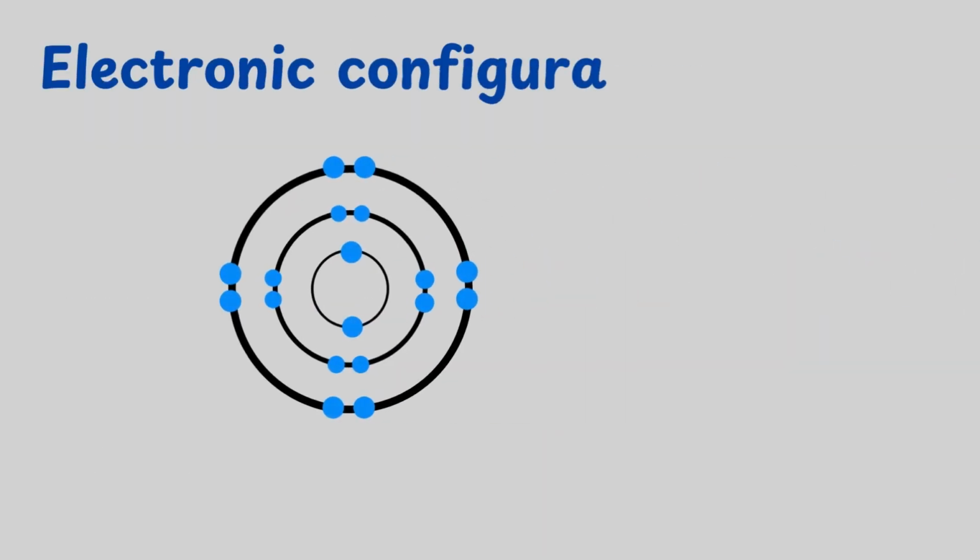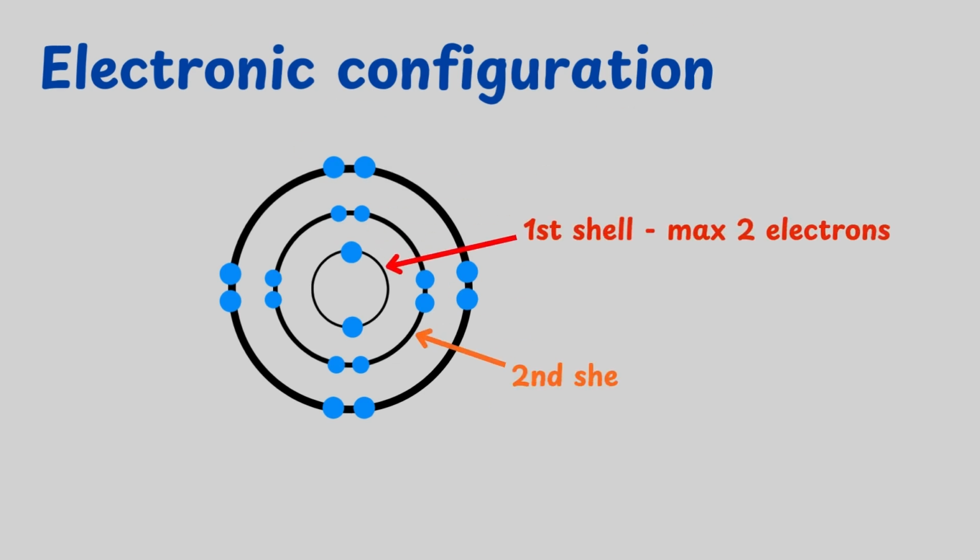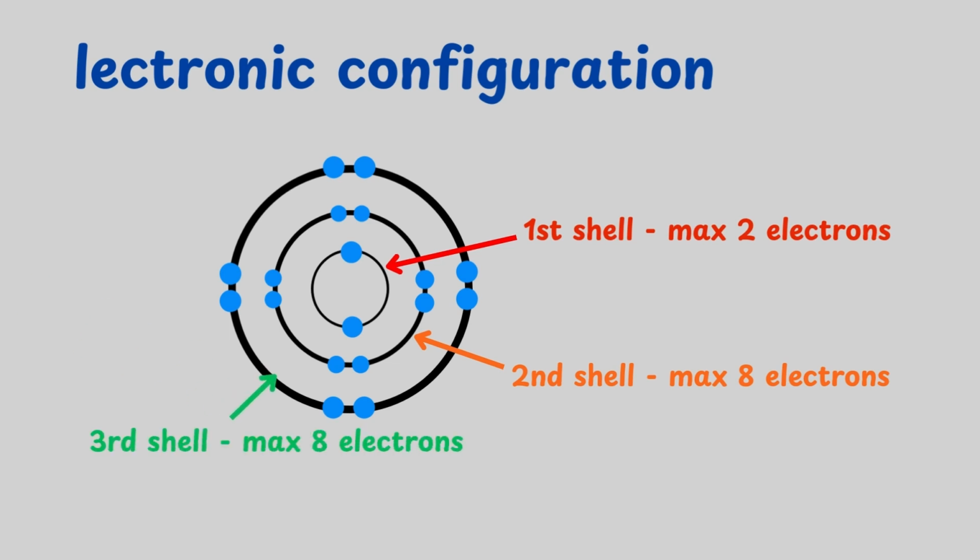Electronic configuration shows the arrangement of electrons in an atom. The first shell can hold a maximum of 2 electrons, the second shell can hold a maximum of 8 electrons, the third shell can hold a maximum of 8 electrons, and so on.